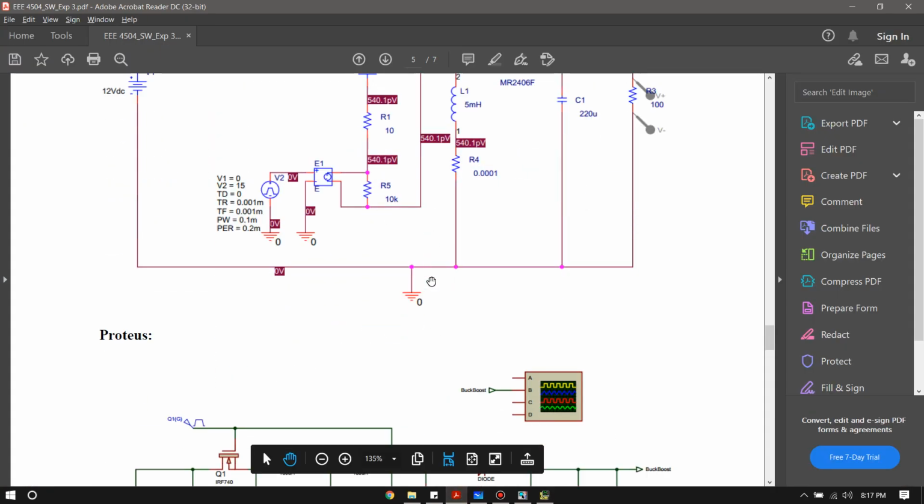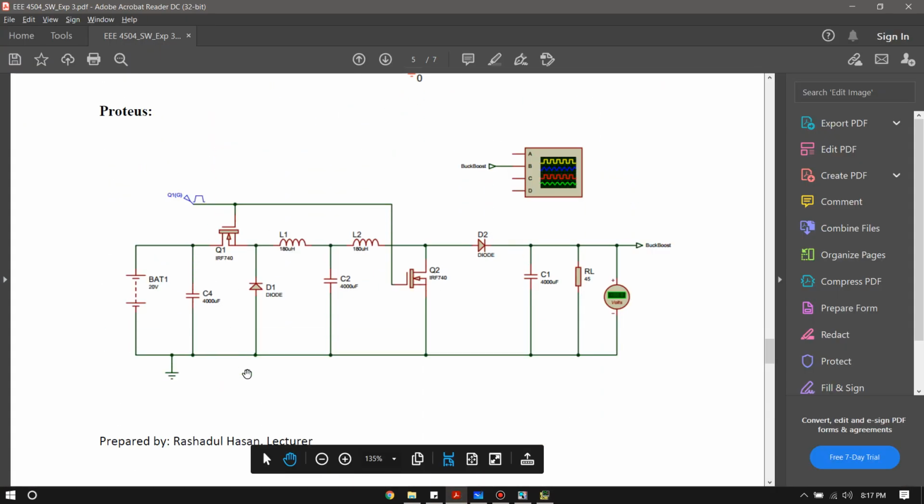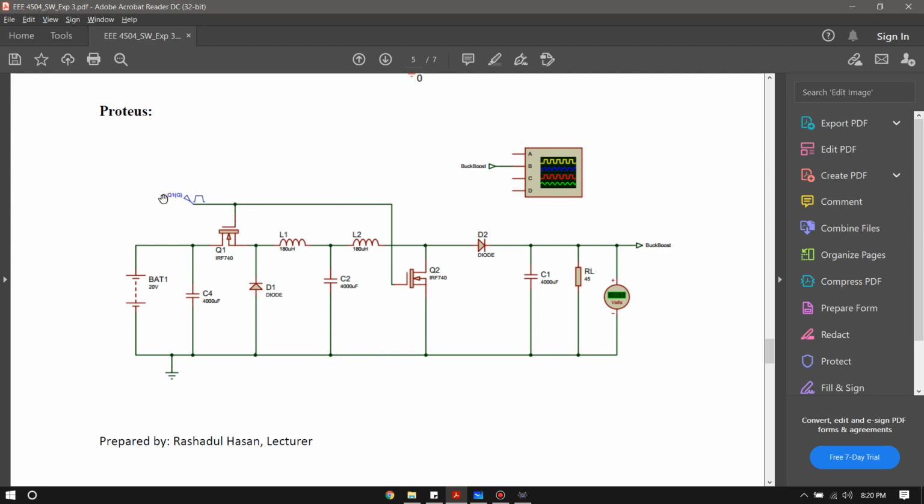Okay, so let's move on to the Proteus circuit now. So this is the circuit of the buck boost converter in your Proteus. As with the boost converter, we're going to be using the pulse generator instead of the 555 timer circuit, because that is actually a bit complicated, and as you saw, Proteus tends to crash when you use that big of a circuit. And it's a pretty simple circuit, I think.